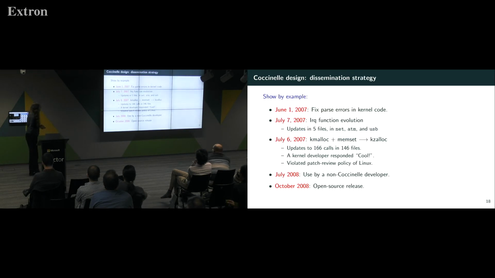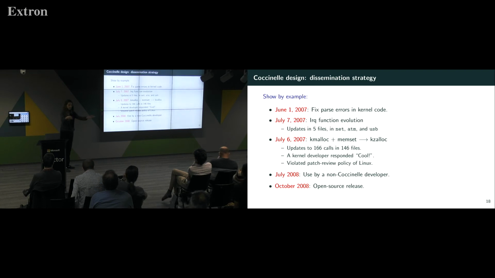So the last one is dissemination. We have our tool. We made our little research prototype. We thought it was fun to use. We want people to use it. And so the question is, how do you get the thing from your office into other people's offices? So our idea was to somehow show by example.